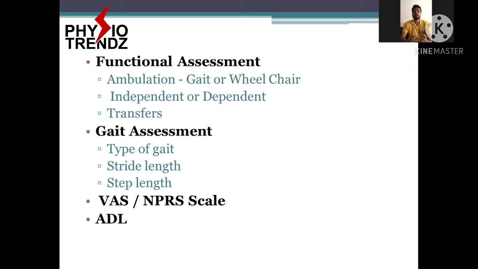But in this, now we are going to check stride length, step length, as well as what type of abnormal gait is present. Every information we have to mention here. Then comes the pain assessment.